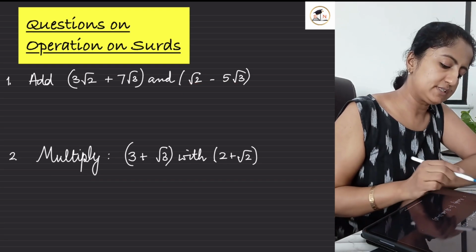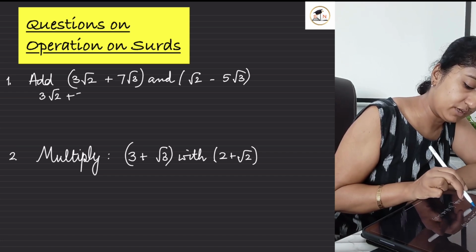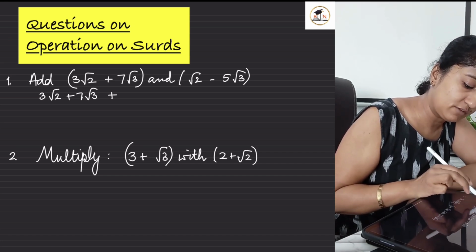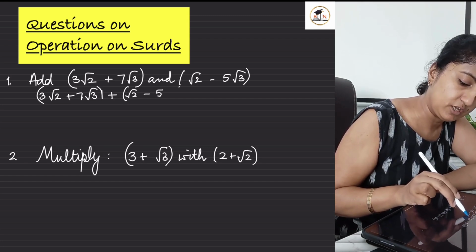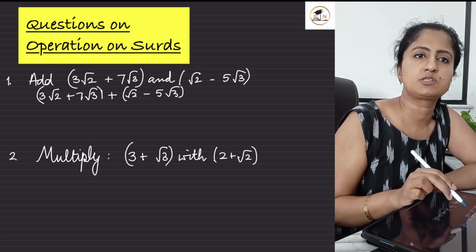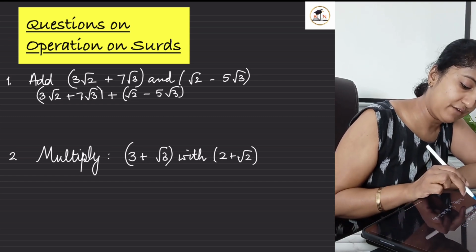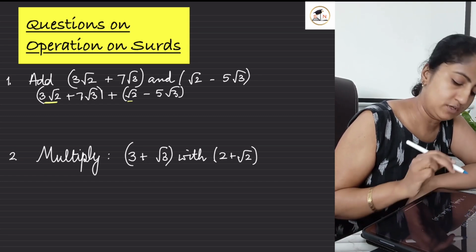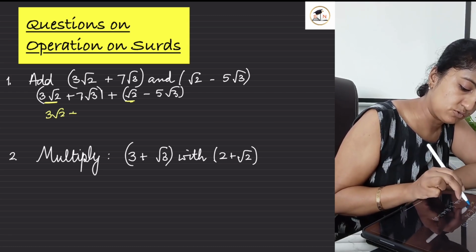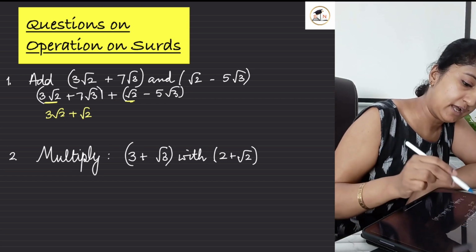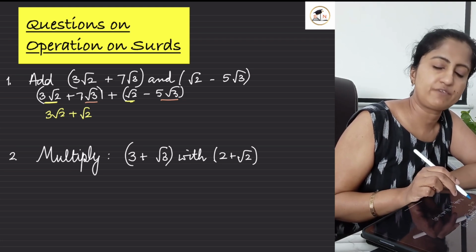root 3. So we will start first of all by writing the question as 3 root 2 plus 7 root 3 plus, this was the first bracket, root 2 minus 5 root 3. As of now, I have kept them enclosed in the brackets only. Now I will start collecting the like roots. So what we have is 3 root 2 and root 2. I will collect them. They both are positive. So it will become 3 root 2 plus root 2. After that, I will collect root 3 terms, which are 7 root 3 and minus 5 root 3.